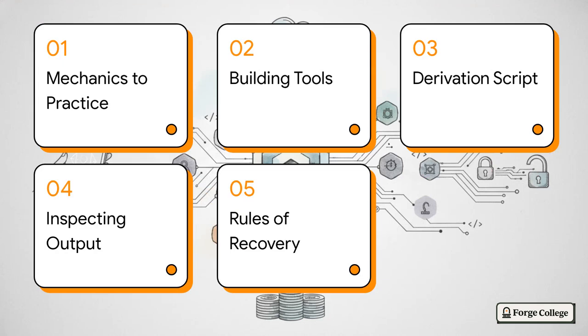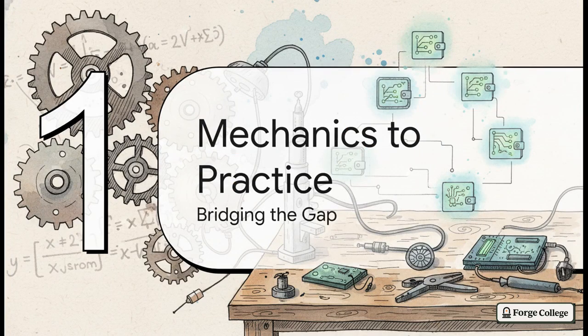Okay, so here is our master blueprint for today's build. We'll start by moving from mechanics to practice. Then we'll spend a minute gathering your building tools. Next up, writing the actual derivation script itself. After that, we'll be inspecting our final output, and lastly, we'll lock it all down with the golden rules of recovery.